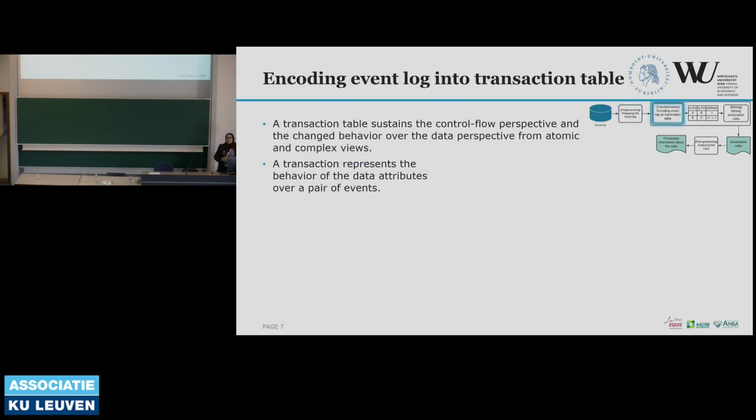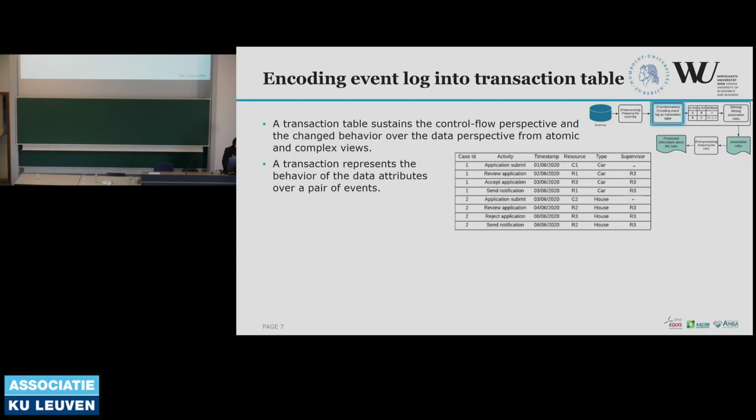Then the goal of the transaction table is to sustain the control flow, the changes over the control flow, and the changes over the data objects. And for the data perspective, we have two basic views. The atomic view, where we just focus on each separate event context, or the complex one, which is trying to find a correlation between the data context or the event attributes.